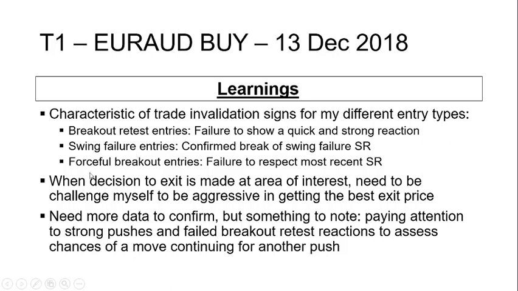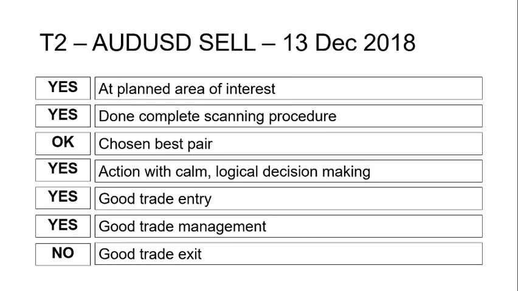So my entry types are just breakout retest, swing failure, and forceful breakout, right? So that is forceful breakout without waiting for any retest. I only take this last type of entry when there is a precision. This is a precision entry technique. These two are not necessarily precision entry techniques. I only take this entry for precision, and some other criteria need to be satisfied. So that's all in my trading plan and everything. So that's it. Next one was Aussie US sell.